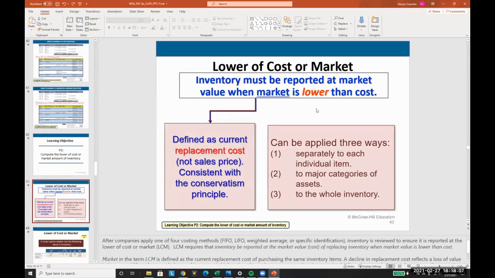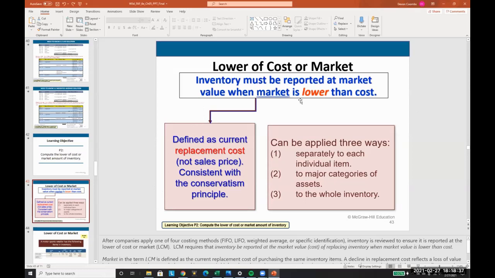So the real concept here is that I should only report on my books the value of my inventory if the market price of that inventory isn't less. And how do we define that lower cost? They're saying the replacement cost here, it's called net realizable value now. The definition has changed a little bit, but we'll just know this for your book because this is what you'll be tested on.